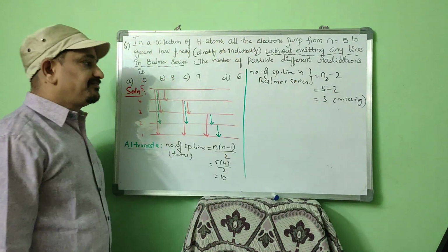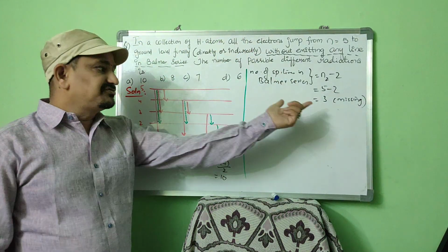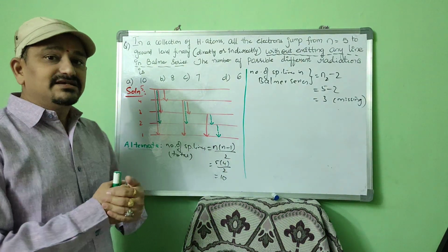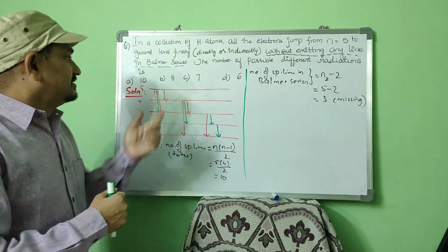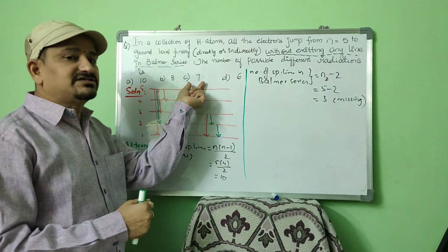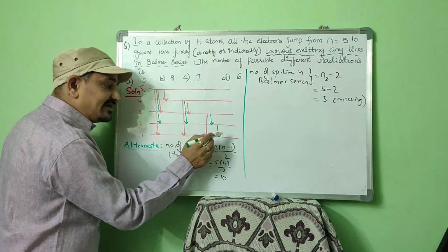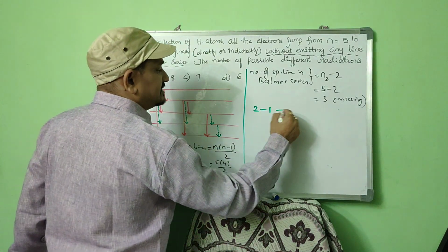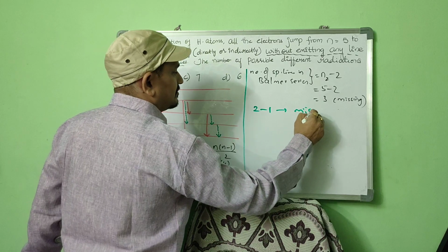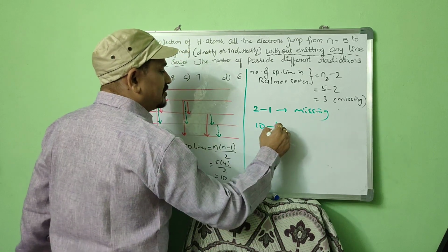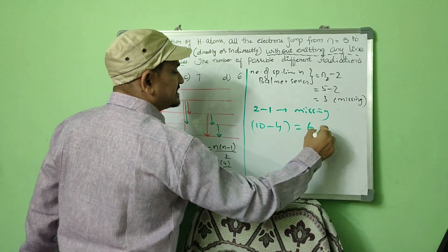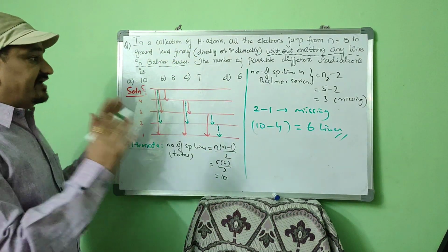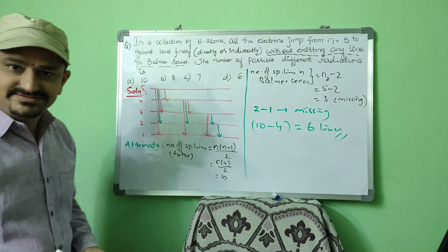Students will stop here: 3 lines are missing out of 10, so 10 minus 3, 7. If they follow the shortcut, sometimes in a hurry they may miss one point. If 7 lines are possible, then the line from the second to the first orbit is also not possible. So 2 to 1 is also missing. Out of 10, totally 4 are missing, so the number of lines possible is 6. This is the way to solve this question.